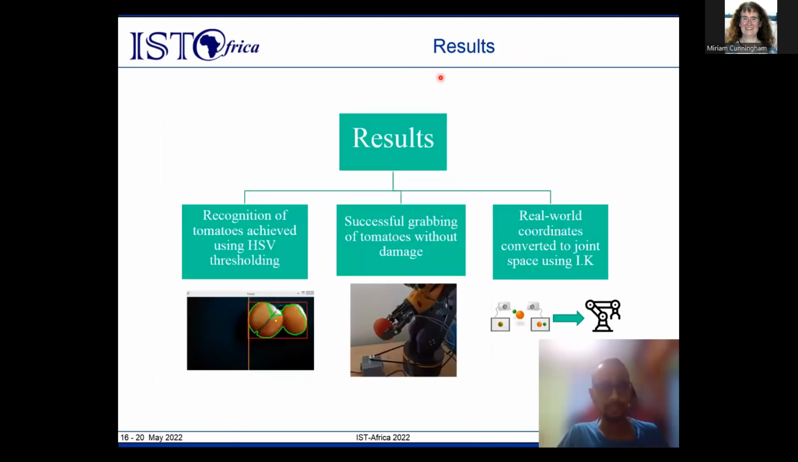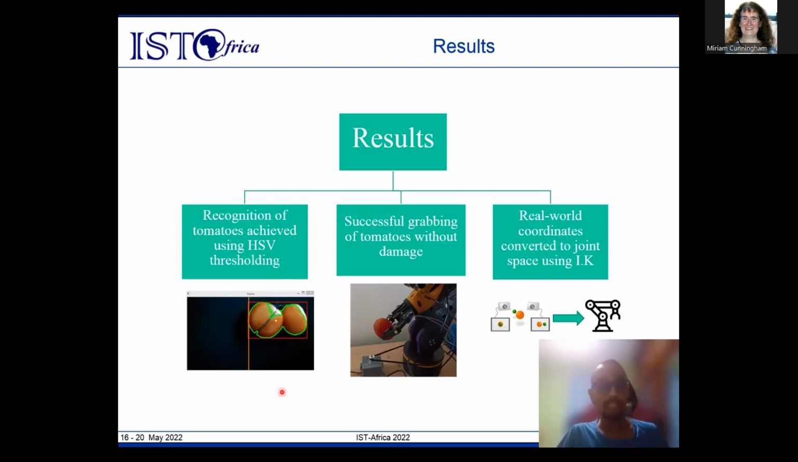So, what were the results? As you can see here, the system was successful in recognizing and detecting tomatoes. From the picture, you can see that a bounding box was drawn around the frame. How was that achieved? It was achieved using HSV thresholding or hue saturation value thresholding. Basically, it turns everything that cannot be considered as a tomato black. Here you can see the background is fully black.